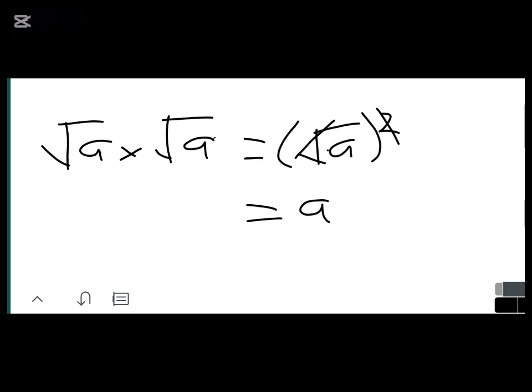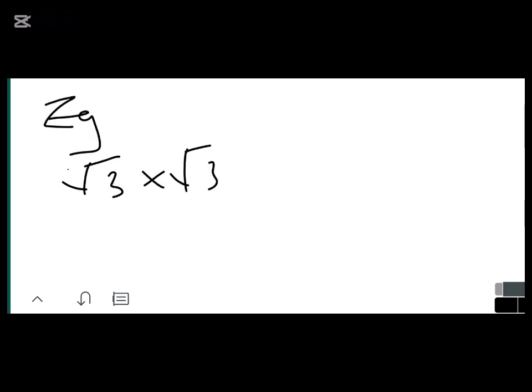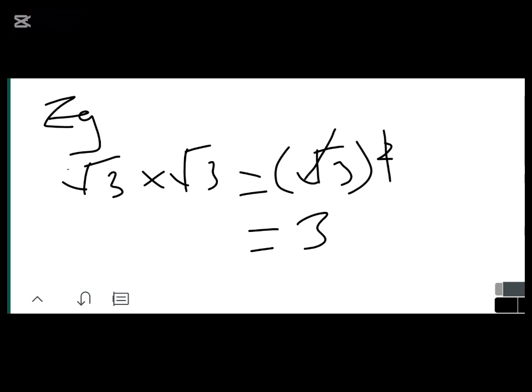So for example, when you have square root of 3 multiplying square root of 3, this will give us square root of 3 squared, and the square will go away with the square root, so our final answer is 3. So that's the first rule of surds.